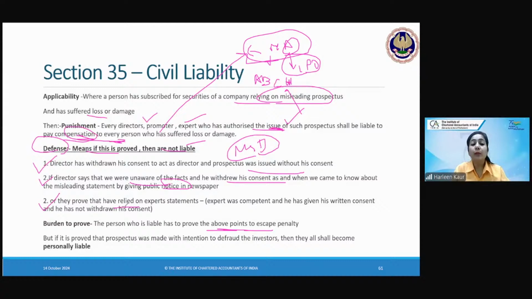Or he tries to prove that I have relied on the expert statement. We took the auditor's report example in that. Here, the director is saying I have relied on the expert statement. That expert was a competent person. He has given the written consent and he has not withdrawn his consent. And I am relying on his expert statement. So I should not be held liable. If all these points are given, then the defense can be used for Section 35. Then directors, promoters, experts who have relied on these points, who have made these points clear, will not be held liable.